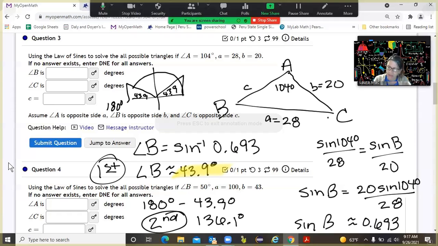Oh, but wait. If this was my angle and I already have that 104, I'm over 180. So see, that tells me that that second quadrant one is not a possibility. I don't need to worry about it. So now I can just come in and put that 43.9 degrees. I can find angle C by subtracting from 180. And then I can find little c by using the law of sines again.